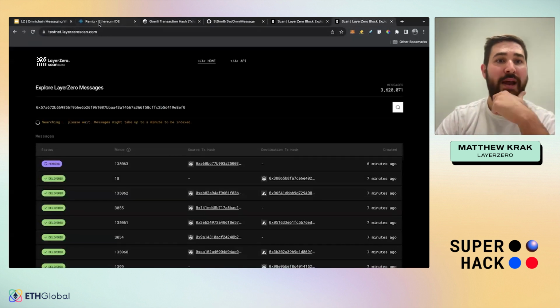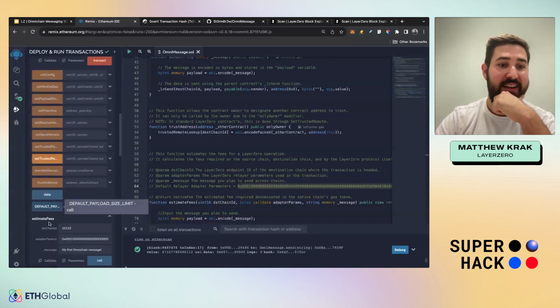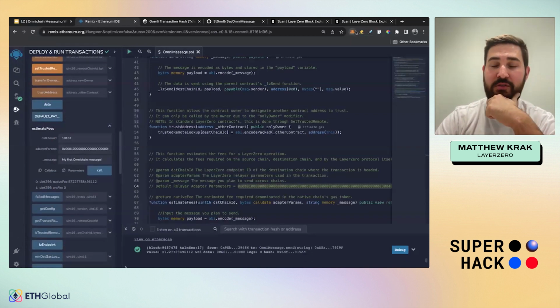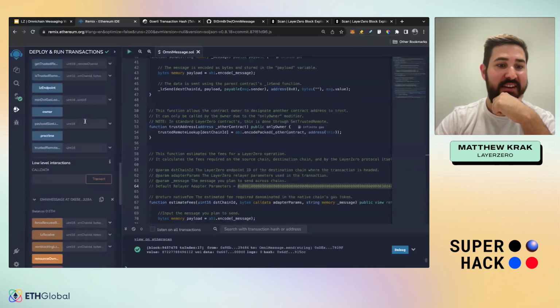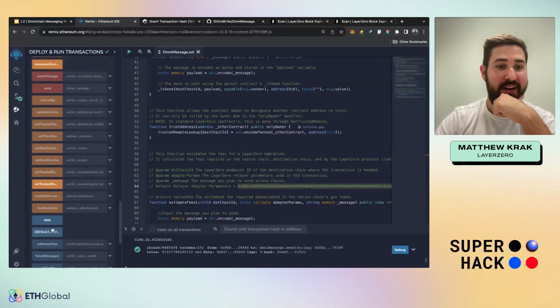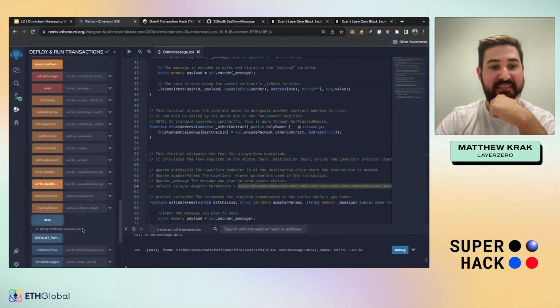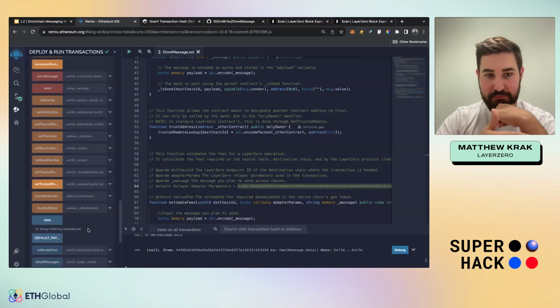In the meantime, while we're waiting for this to go through, you can check in here actually, if we switch over to Optimism Gurley again, you can see in our destination contract, when we call data, it says nothing has been received yet. This is important to note. This shows you that none of this is hard-coded. All this is changing live.